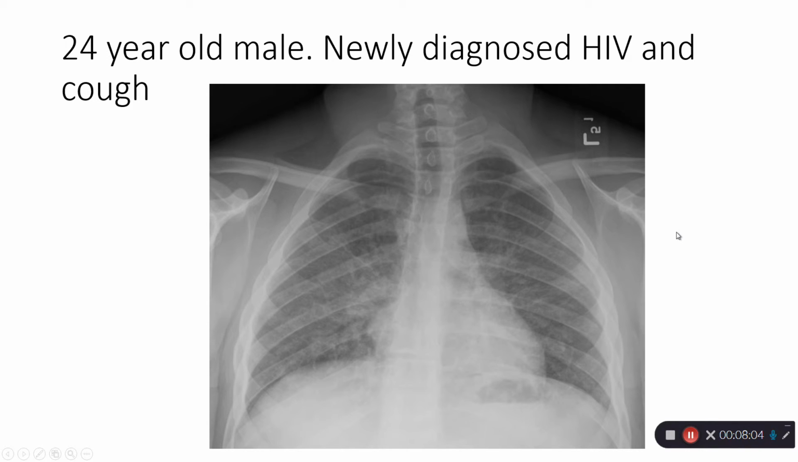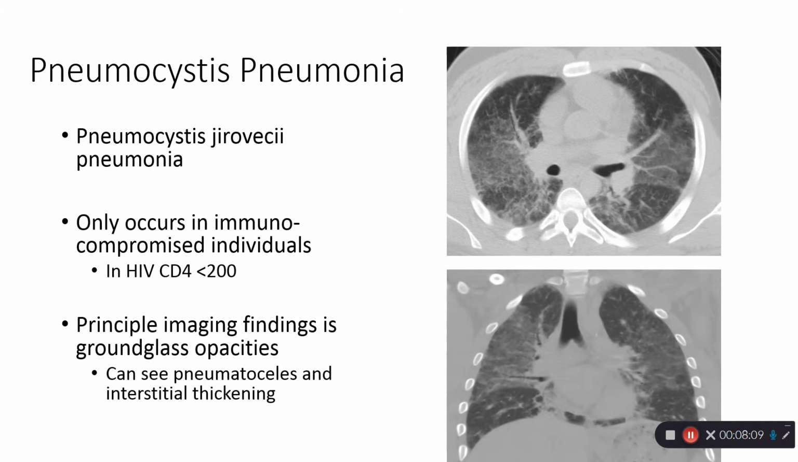24-year-old male, new diagnosis of HIV and cough. Corresponding to the hazy opacity seen on the frontal view of the chest, we see bilateral ground glass airspace opacities, mid-lung predominant. This is an example of pneumocystis pneumonia. This only occurs in immunocompromised individuals, typically people that have CD4 counts less than 200. The principal imaging findings are bilateral ground glass opacities. There can be associated pneumatoceles or cystic changes within the lungs, as well as interstitial thickening.